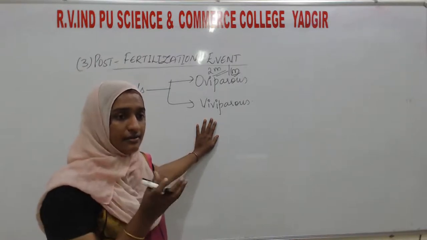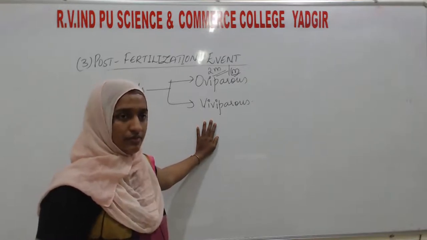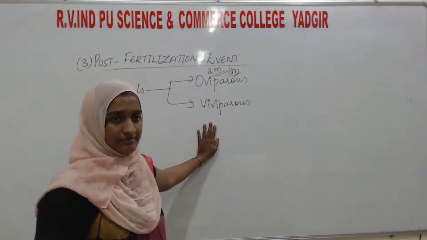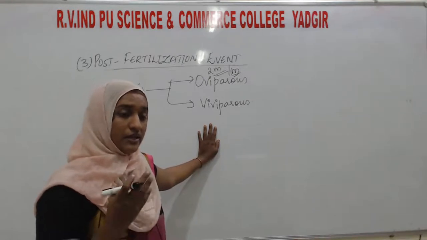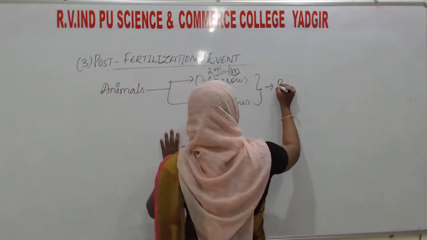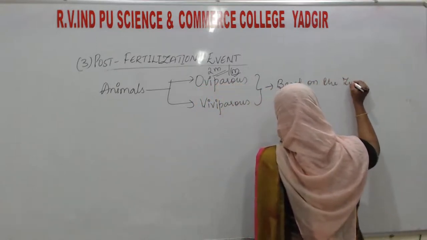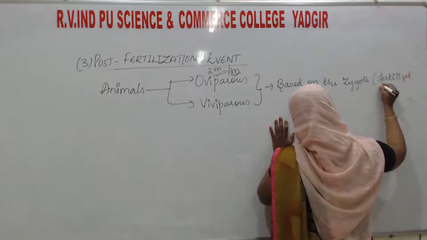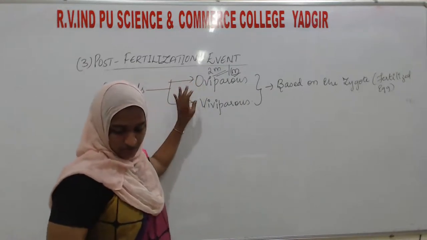So what is that egg? That egg will be the fertilized egg. Fertilized egg means it will be the zygote. Before fertilization the egg is unfertilized. When it gets fused with the sperm, that egg will form a zygote, or we can call that fertilized egg the zygote. So this division is based on zygote formation. Zygote means a fertilized egg. Based on the zygote, there are two categories of animals, oviparous and viviparous.